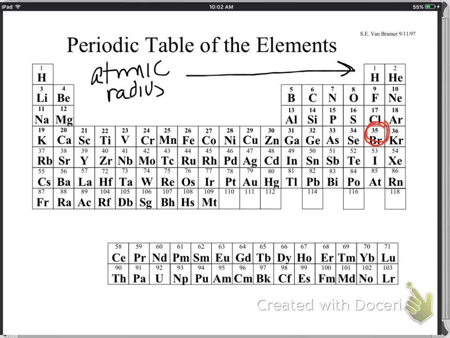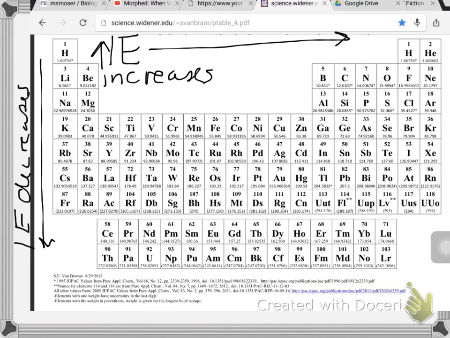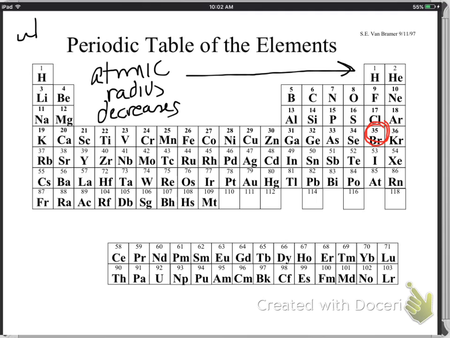It decreases. Atomic radius decreases that way. And atomic radius increases as we go down a group.